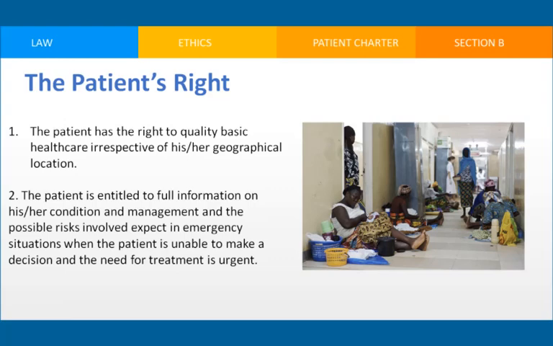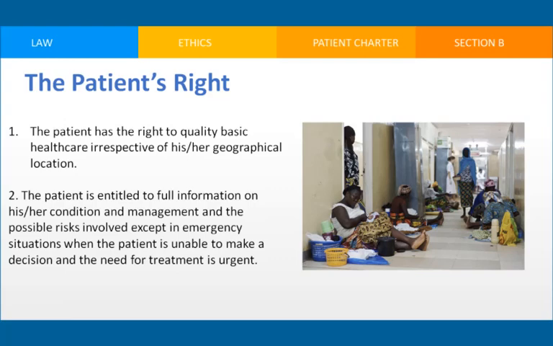Two, the patient is entitled to full information on his or her condition and management and the possible risks involved, except in emergency situations when the patient is unable to make a decision and the need for treatment is urgent.